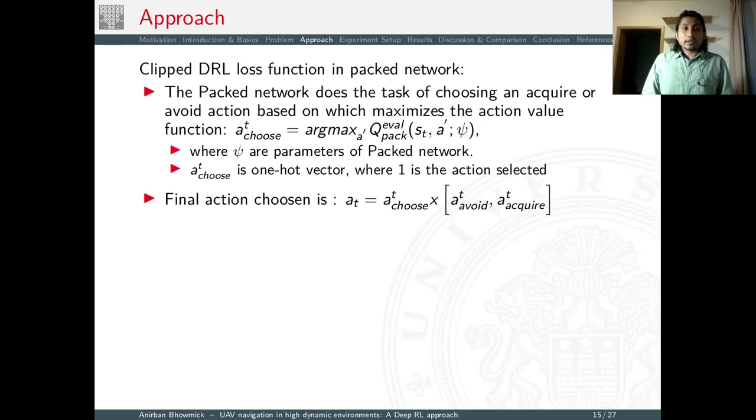Based on the loss in the pack network, we choose an action for the pack network. This action is the one with the highest Q value in the pack network. The chosen action is a one-hot vector representation, which represents which of the total number of actions in the pack network is chosen. The final action is based on the action in the pack network, combined with either one of the actions from the avoid network or the acquire network.